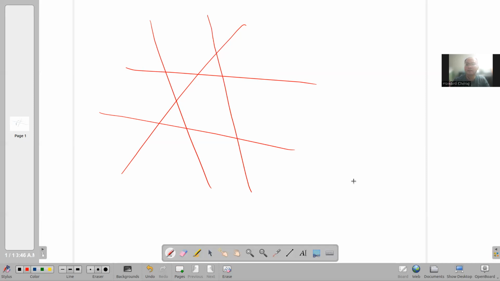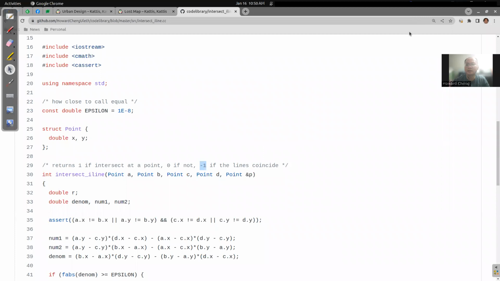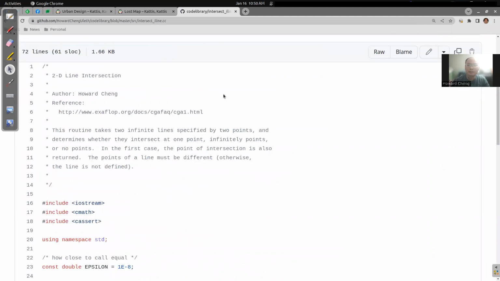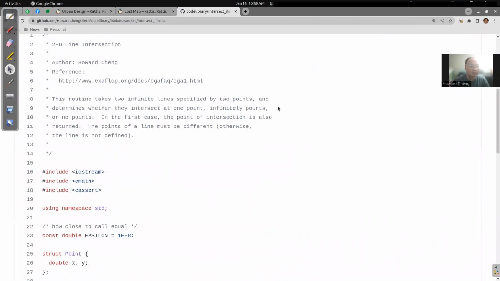Wait, why is my screen sharing paused? Uh-oh, how long have I not been screen sharing? I don't know. Anyway, I guess I'll have to go watch the video later to see how long I have not been screen sharing.